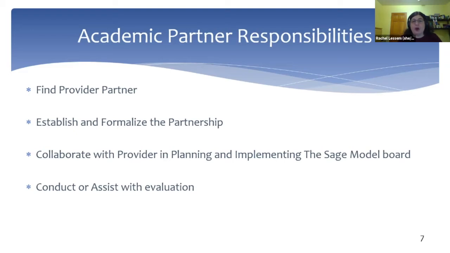The academic partner also collaborates with the provider in planning and implementing the SAGE model board by providing orientation, support, and resources for members, training or assisting with training members, and connecting the board with researchers who wish to present their research. And finally, conducting or assisting with the evaluation of the SAGE model board. And by this, we really mean a process evaluation rather than an outcomes-focused evaluation.